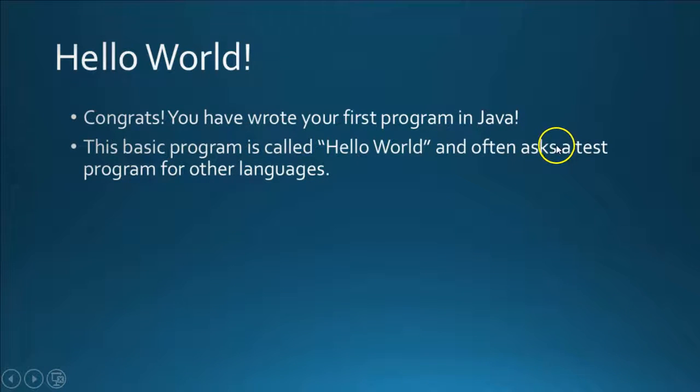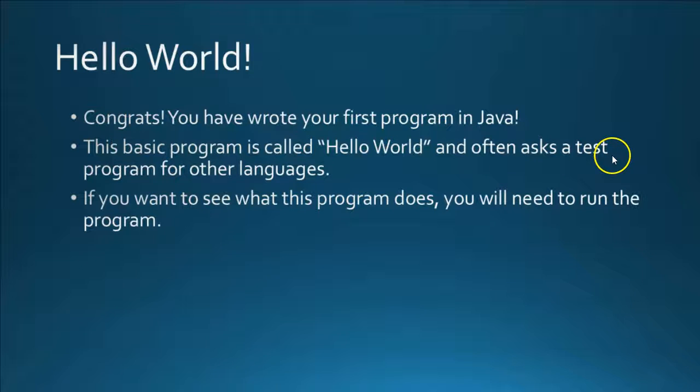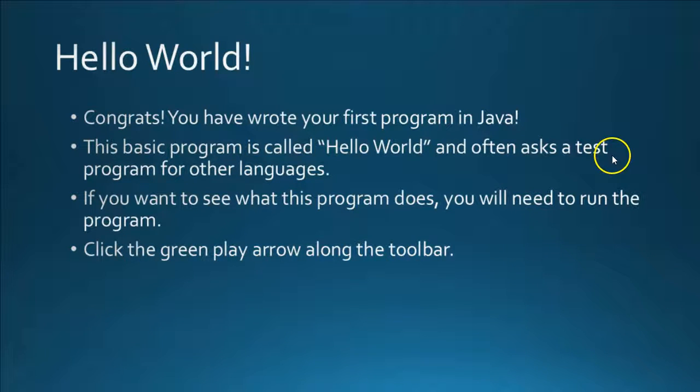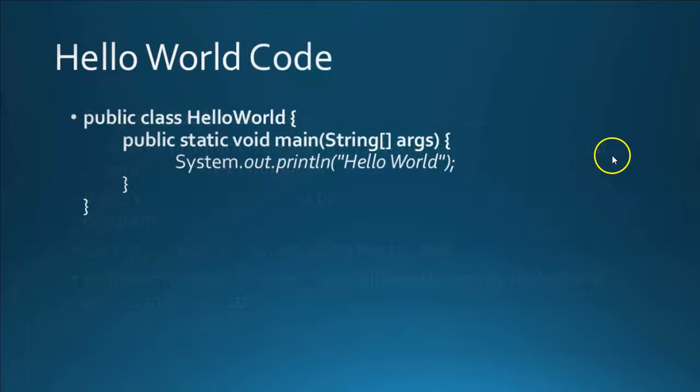So I need to fix that. That should be ACT. I don't know how I missed that one. All right. Acts as a test program for other languages. If you want to see what this program does, you will need to run the program. So we did, and it said hello world. All right, we click the green play arrow, and the words hello world appeared.